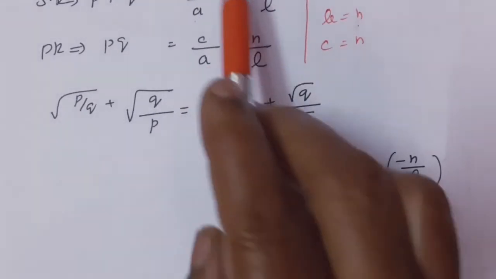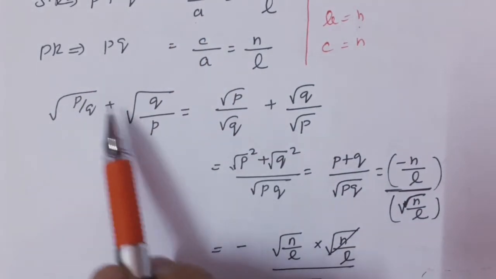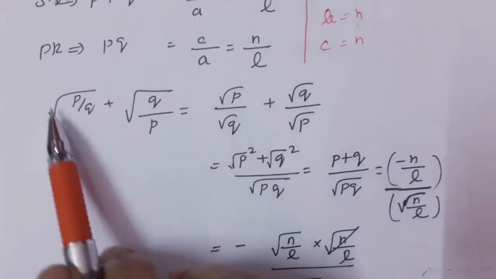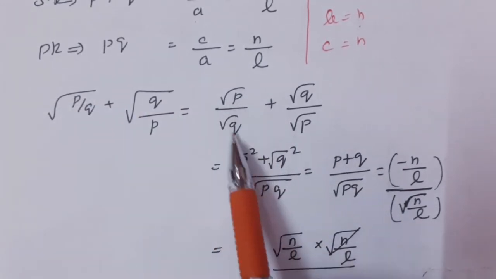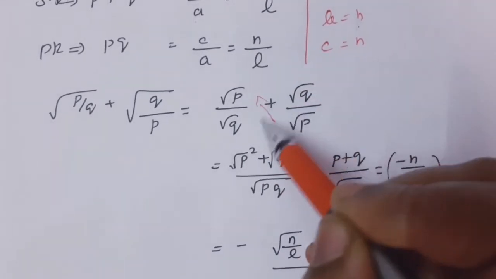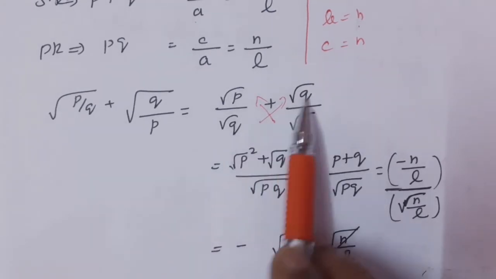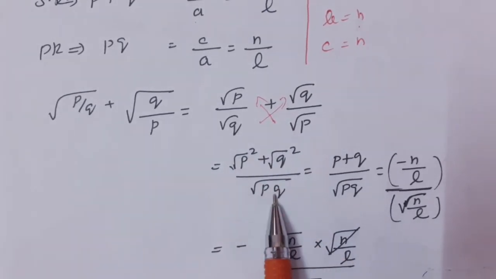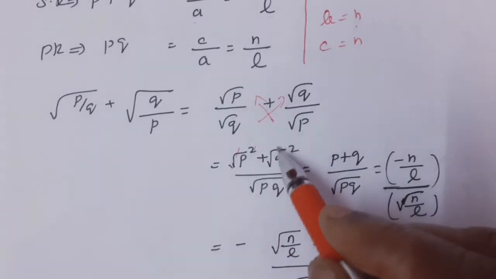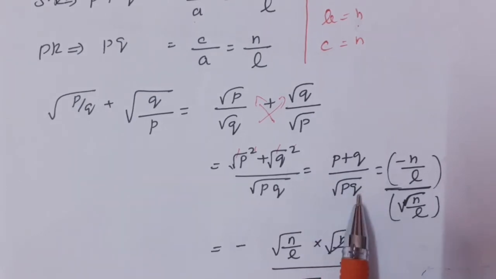So, what is the question we take? First, we take the first two terms. Root of P by Q plus root of Q by P. Rewrite as root P by root Q plus root Q by root P. Cross multiply, if you want the LCM. Root P into root P is root P square, root Q into root Q is root Q square, divided by root PQ. We cancel the square and root, and we get P plus Q divided by root of PQ.